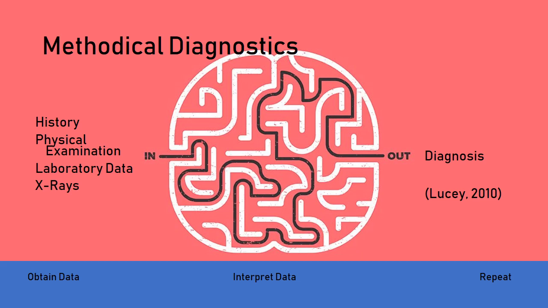But as I've mentioned before, this is actually a cycle. So we continue to obtain data and we continue to interpret it as we access new information. We have to consider how we interpret and respond to new information, and as I said before, start to question, well, do I have the right diagnosis here?